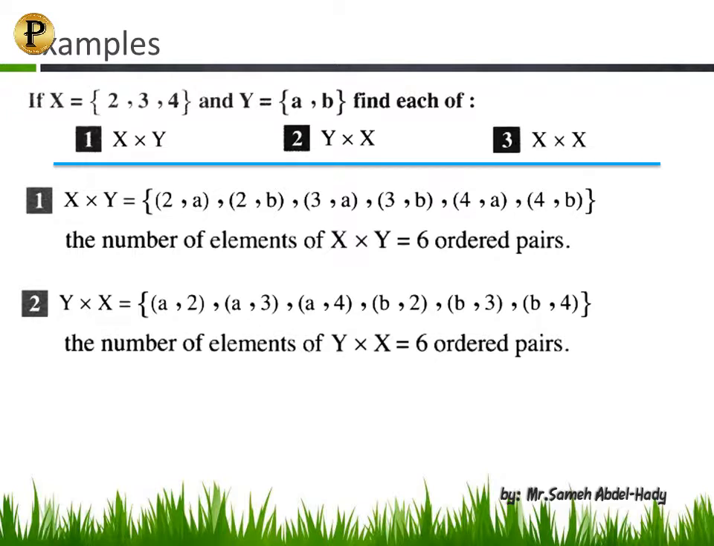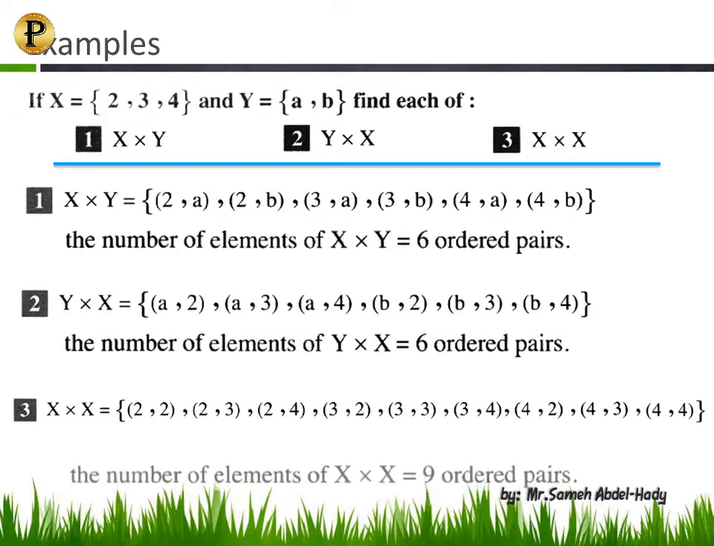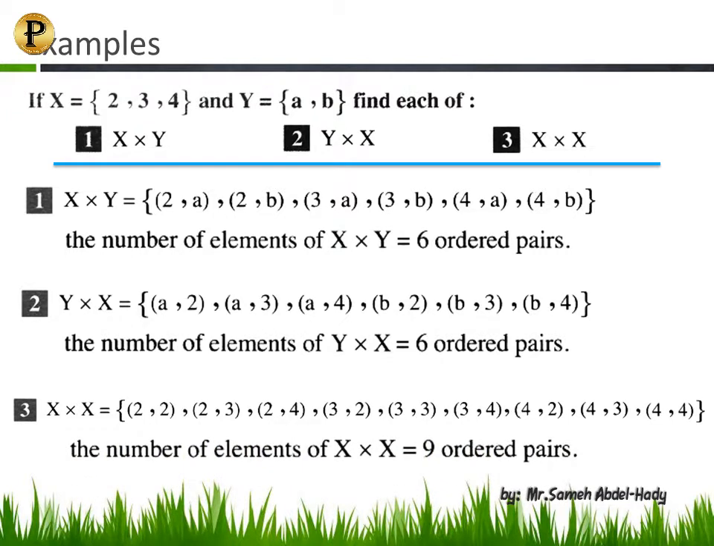Yes, the number of the elements of y times x equals 6 ordered pairs, as the first one. x times x equals (2, 2), (2, 3), (2, 4), (3, 2), (3, 3), (3, 4), (4, 2), (4, 3), (4, 4), and finally the number of elements of x times x equals 9 ordered pairs.